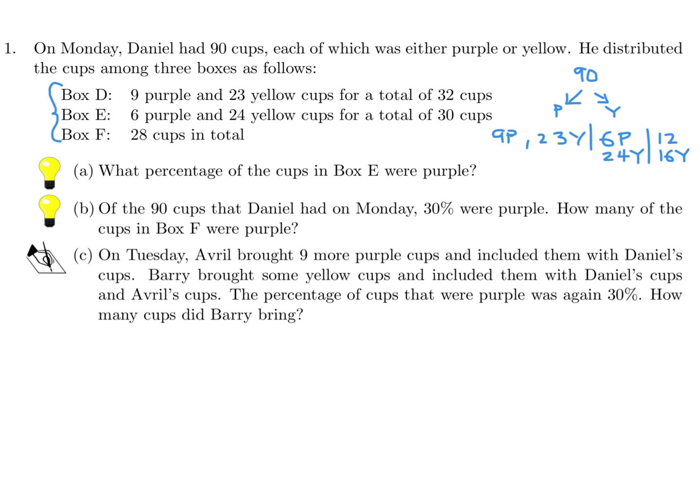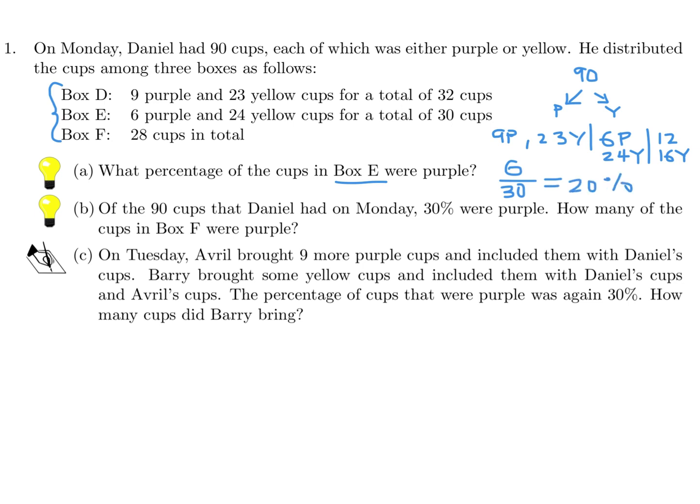Okay, so I guess I would just have to add up all the purple ones. So that's going to be just the ones in box E. So I guess that's pretty straightforward. So that's just 6, and then the total is 30. So that's all this is really, is just 20%.